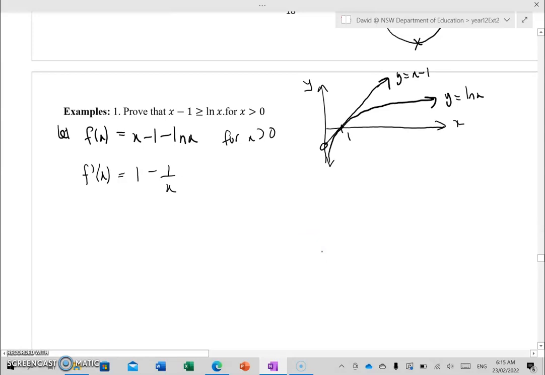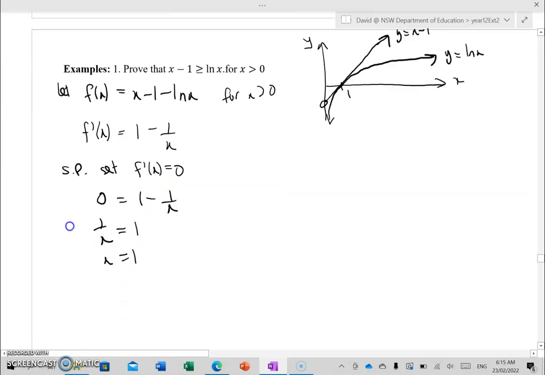So we're looking for the global min. So we're going to try and find stationary points. We're going to look for stationary points, set f dash equal to 0. So 0 equals 1 minus 1 over x. Let's bring that guy over. So x is going to be equal to 1.